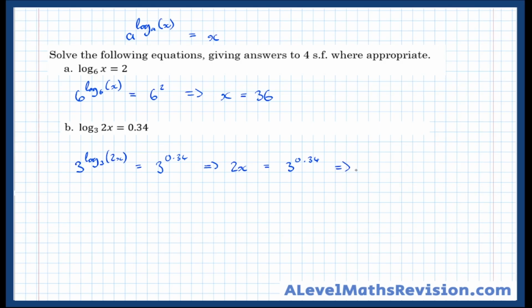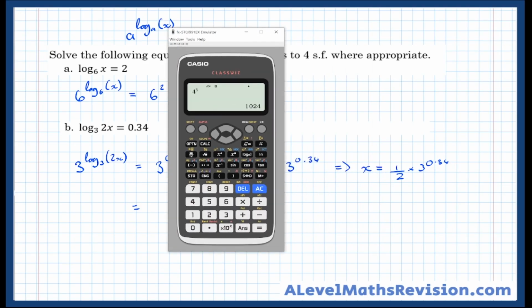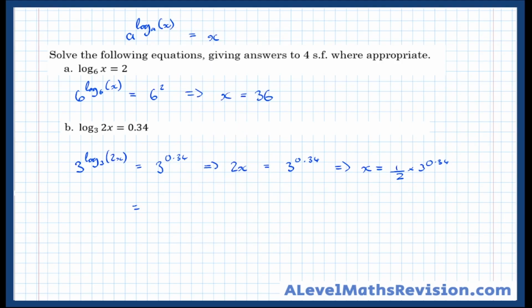Which means that x equals 1/2 of 3 to the 0.34, which is equal to, and let's pop that in the calculator, 1/2 of 3 to the 0.34, which is equal to 0.7264 to 4 significant figures.